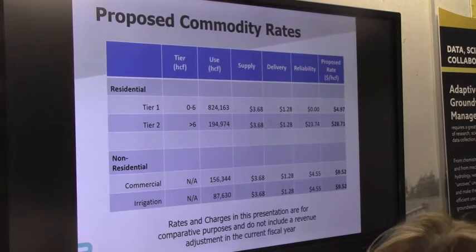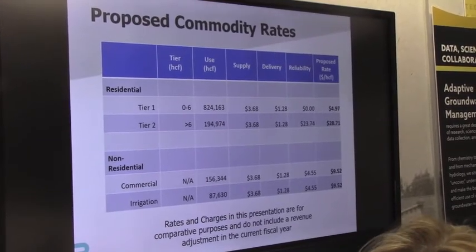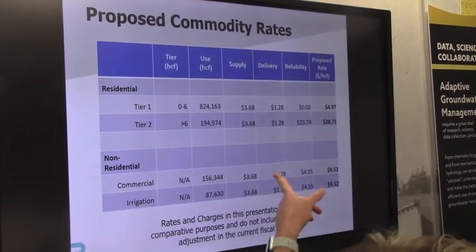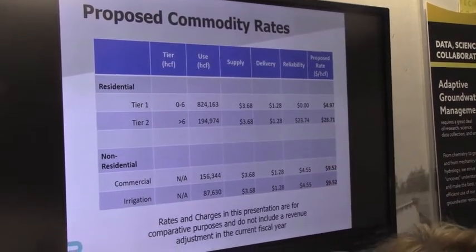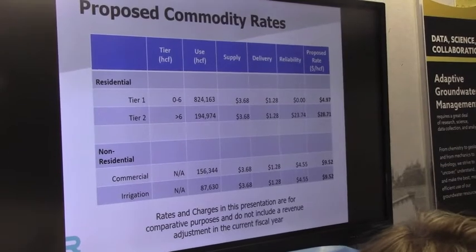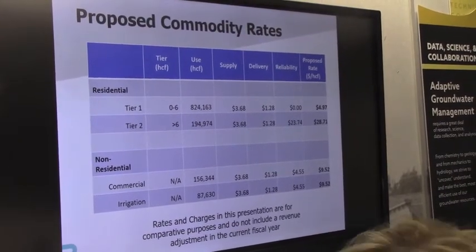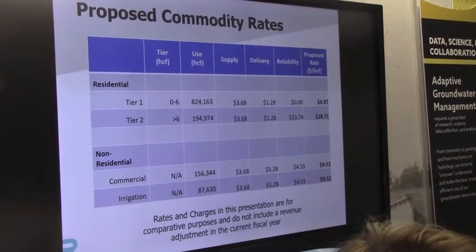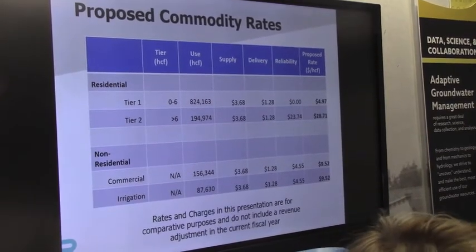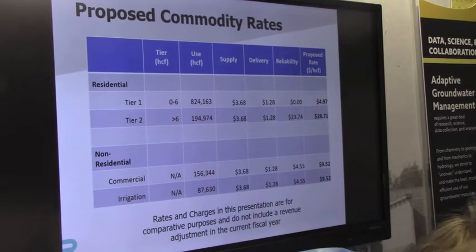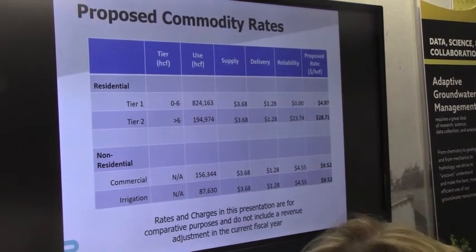For the 6th unit, anything under 6, it'll go from 0 to 5.99, because we read our meters in cubic feet. So anything from 0 to 5.99 would be $4.97. Anything over that, you pay more for the over-6th unit than you pay for all the first 5 together. Right. Okay.